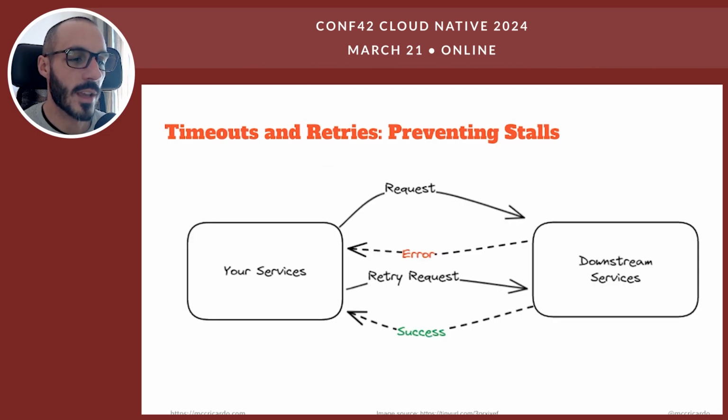In the case of retries, your service can do a request to a downstream service. If that results in an error, we can automatically retry that request until it eventually succeeds or until we reach a limit of the number of retries that we can do. It's important to note that these retry requests usually increase in time between attempts so that we don't overwhelm downstream services.